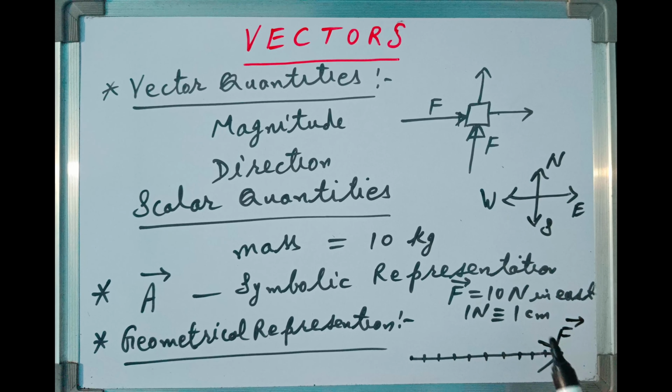This is our choice. If the magnitude of force is very large, then we can change the scale. Then 20 Newton can be taken equal to 1 centimeter. 30 Newton can be taken into 1 centimeter. This is up to our hand. So we have to draw an arrow of length proportional to magnitude of the quantity, and we put an arrow in the direction given. So this is how we can geometrically represent a vector quantity.